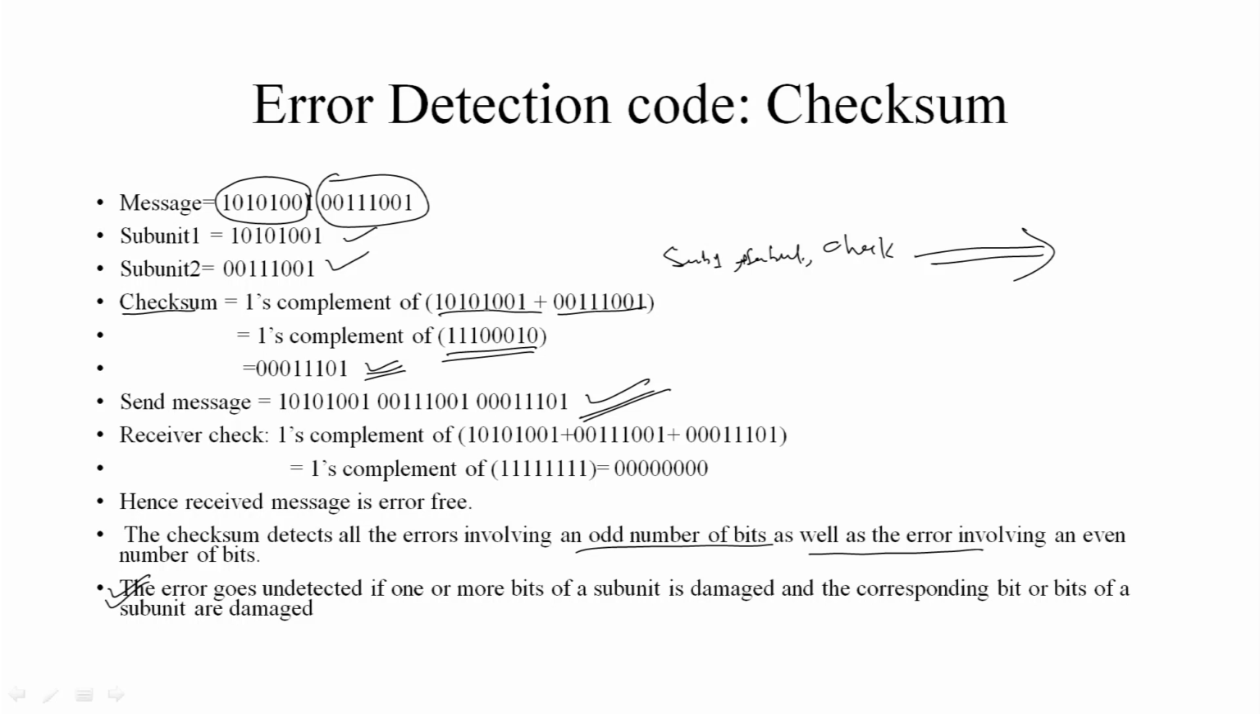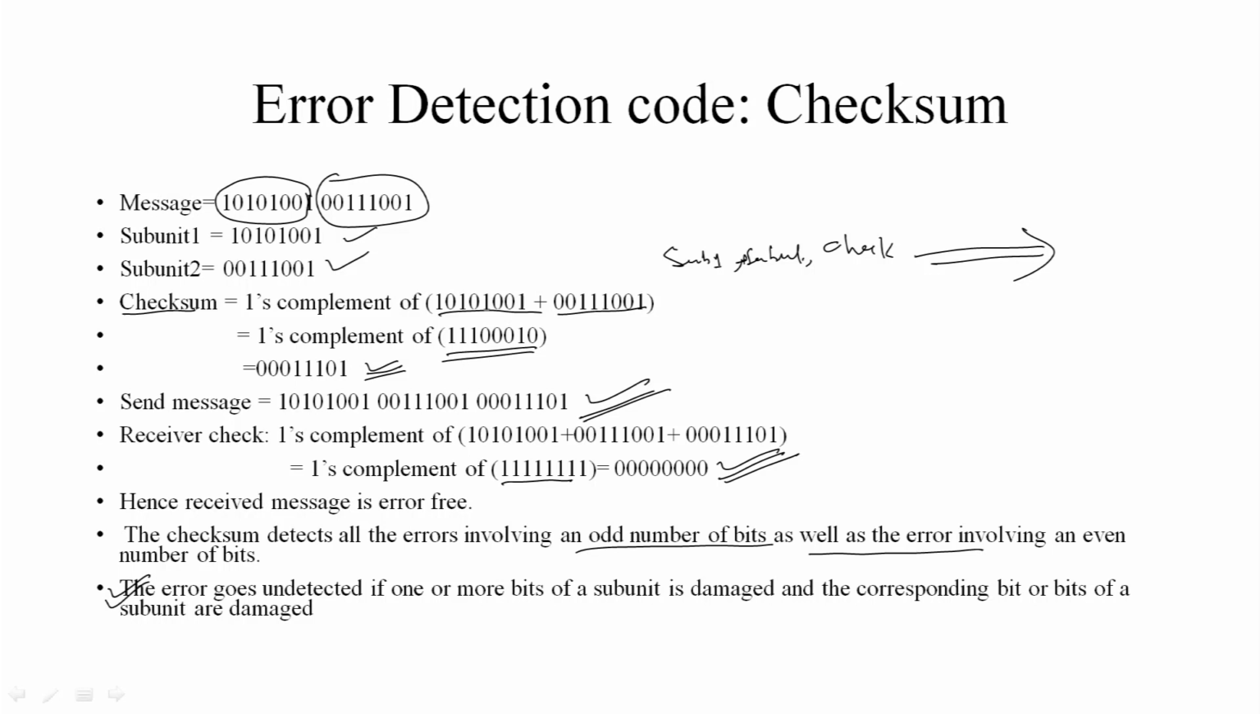So the receiver again performs a binary addition: subunit first plus subunit second plus their checksum. When the binary addition of these three gives 1 1 1 1, all bits are 1, and then we take the ones complement, all bits are 0. When all bits are 0, this means the message is correct, otherwise the message contains some error.